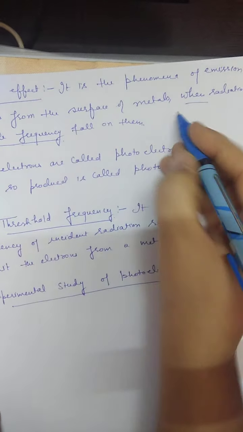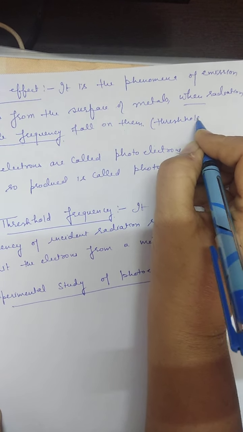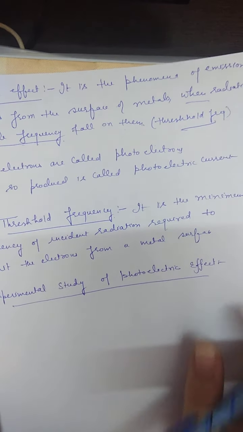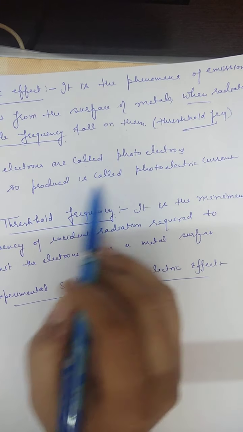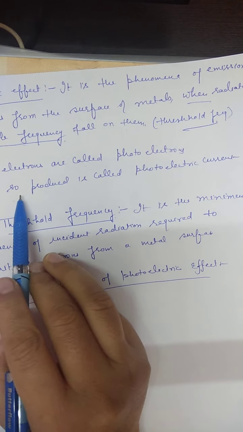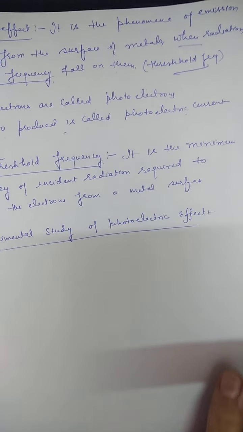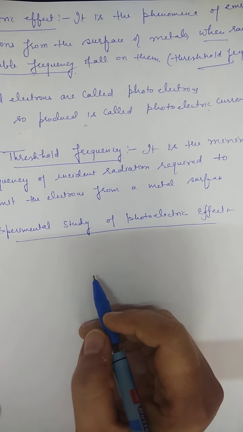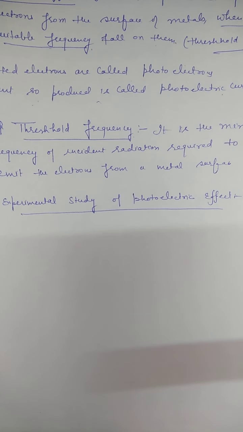This is threshold frequency. ये कौन सी frequency है? Threshold frequency, क्योंकि below which there is no photoelectric emission takes place. और जो emitted electrons होंगे वो क्या होंगे? Photoelectrons. And the current so produced is called as photoelectric current. Next is experimental study of photoelectric effect. Very important. इसमें हम different points discuss करेंगे.